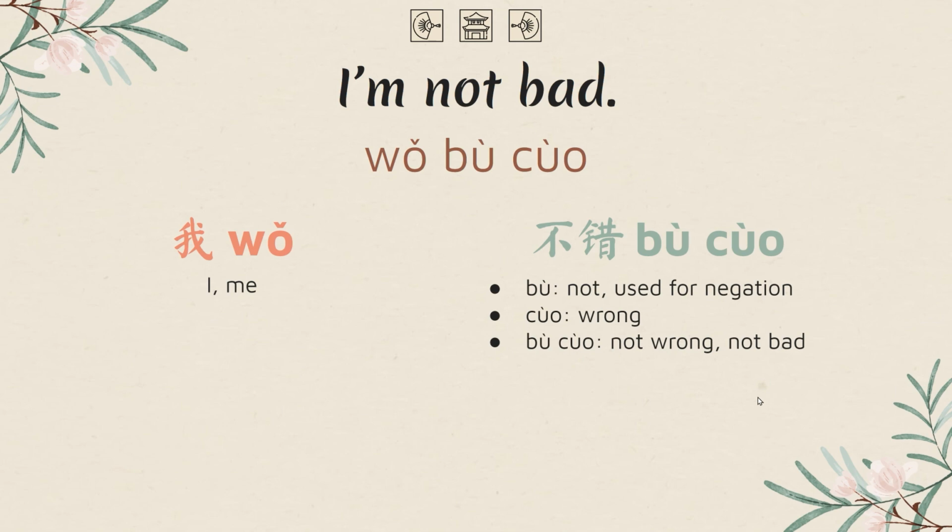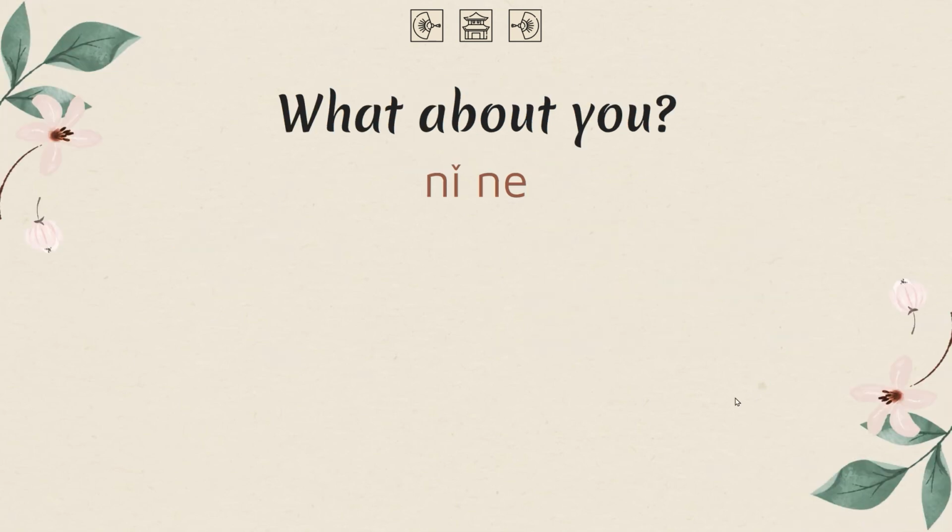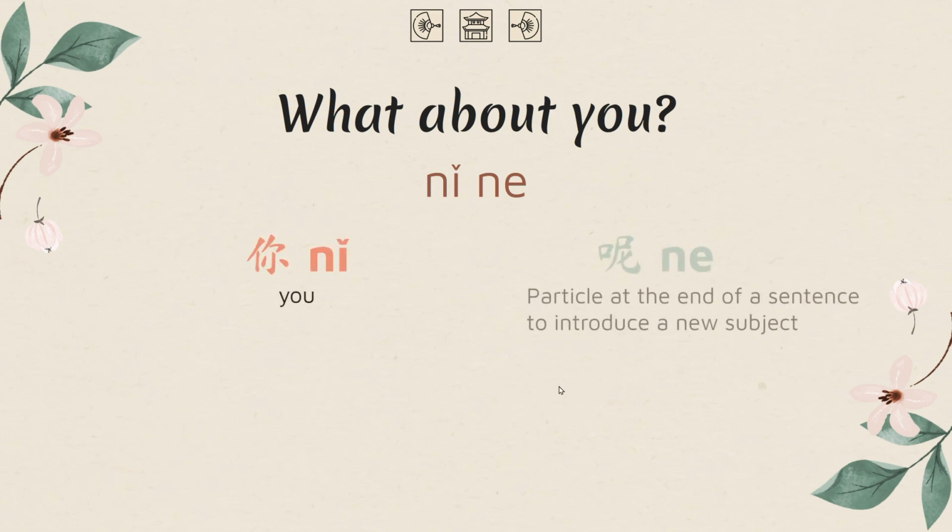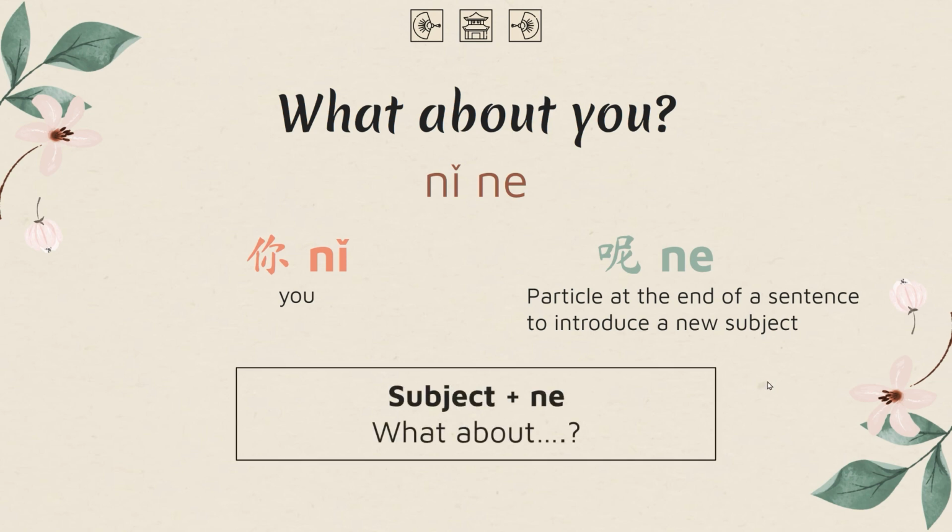Now you've answered the question about yourself. What about you is really easy to say. 你呢? Now, 你 again means you. 呢 is a particle that we place at the end of a sentence to introduce a new subject. It's really easy to use. You just put it after a subject. So, what about you is 你呢?